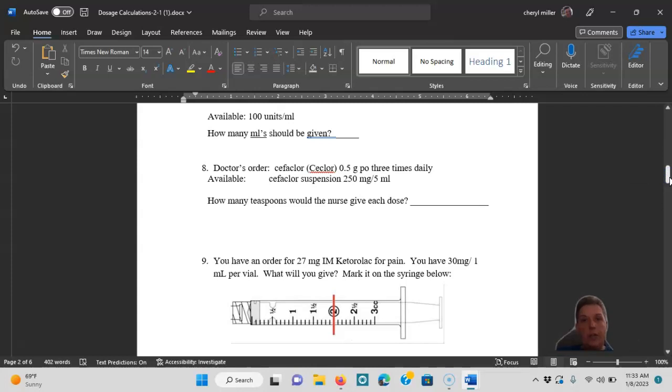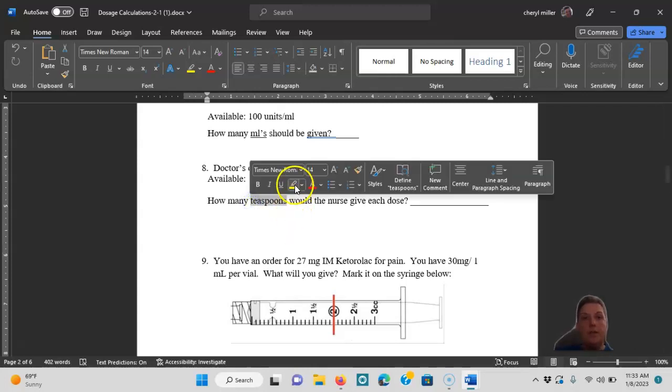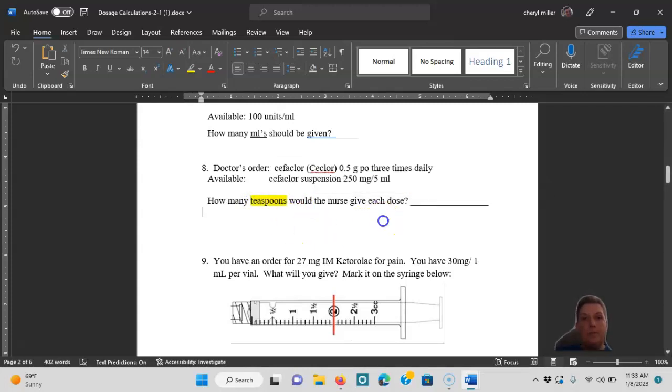Ceclor, 0.5 grams PO 3 times a day. And I have available 250 per 5. So how much am I going to give per dose? And it's in teaspoons, so I've got to double check that I'm doing teaspoons here. Okay. So just remember that.